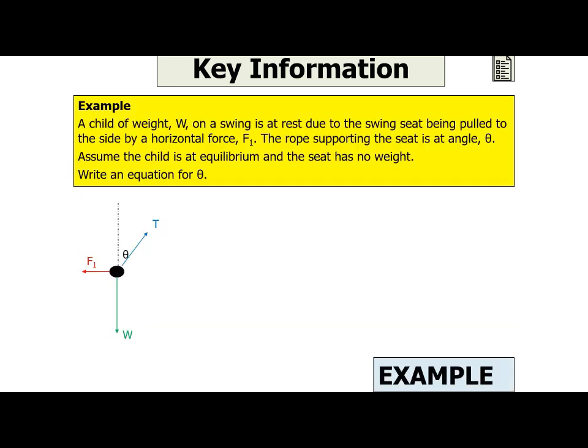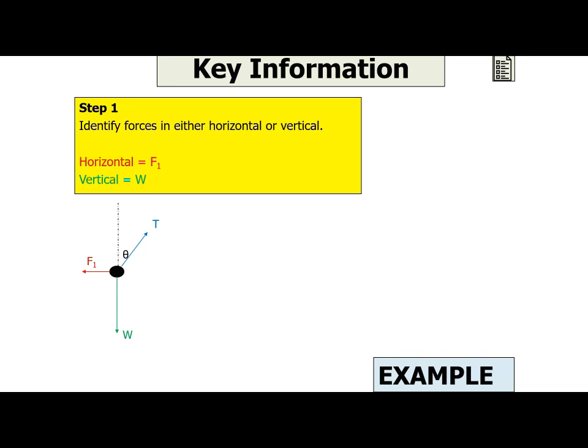Now an example of this is as follows. A child of weight W on a swing set is at rest due to the swing set being pulled to the side by a horizontal force F1. The rope supporting the seat is at an angle theta, and assume the child is at equilibrium and the seat has no weight. Write an equation for theta. So the first step is to identify the forces in either the horizontal or the vertical. So F1 is in the horizontal and W is in the vertical.